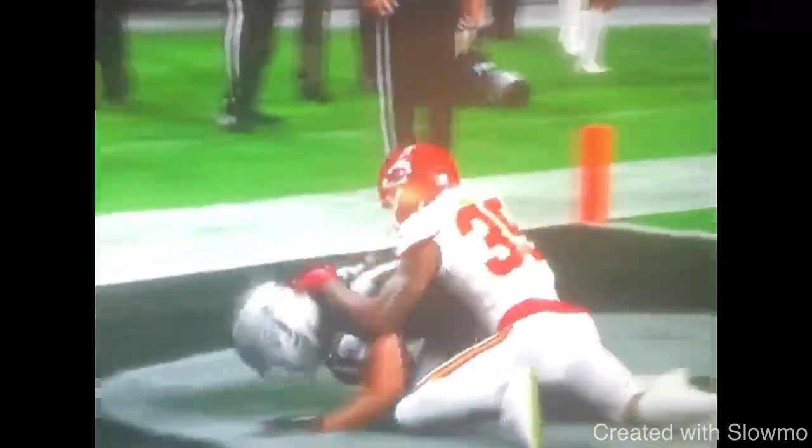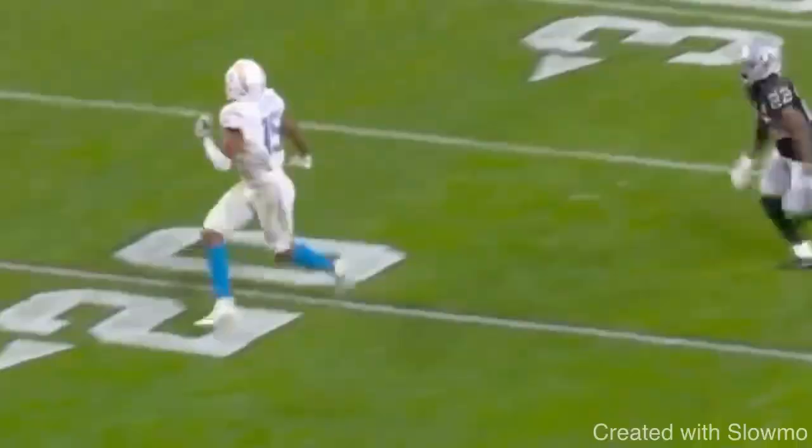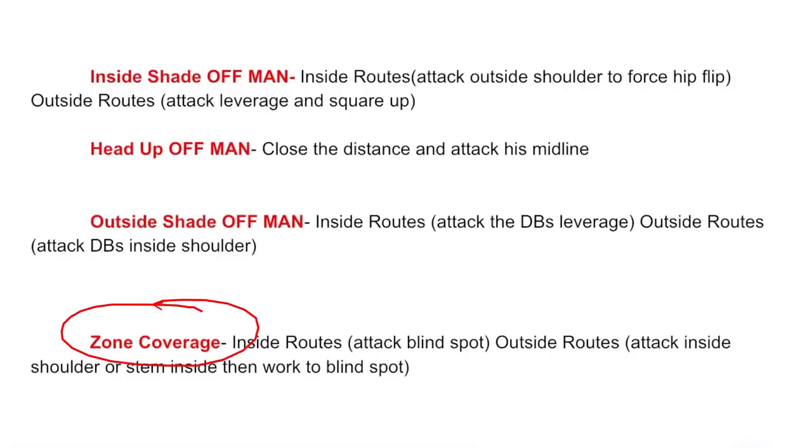Okay, so now, the last route we're talking about here is against zone. So let's talk about it. Zone coverage. Again, we talked about in the beginning, how do we know it's off man? How do we know it's zone? In zone, that DB is not looking at you. That DB has his eyes to the inside of the number 2 receiver or on the quarterback, okay? So that's how we know. And he's got his front hip turned to you, and he has an area called the blind spot exposed. And we're going to be talking about that.